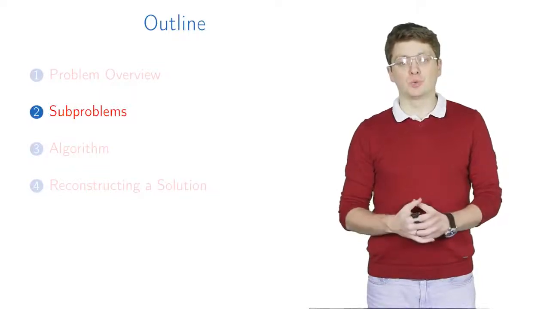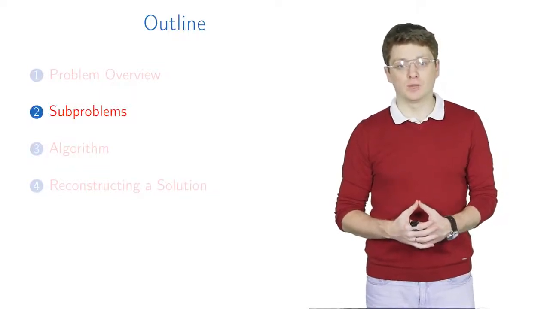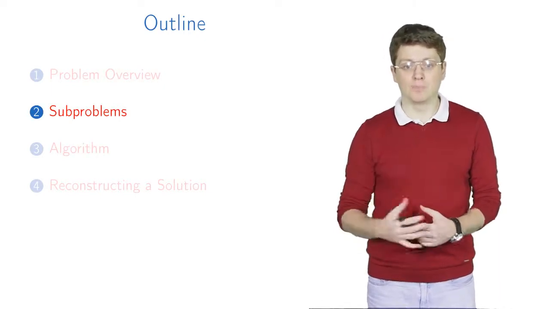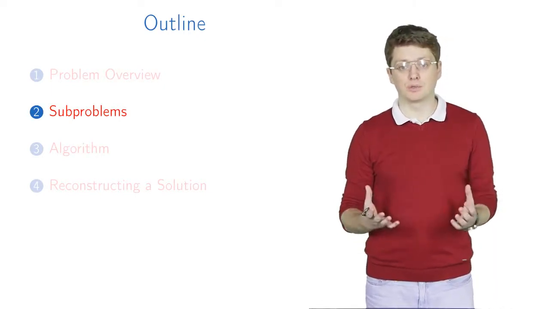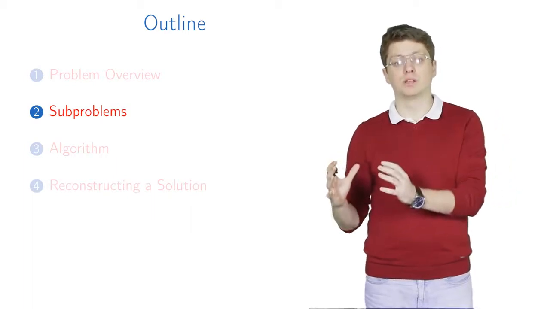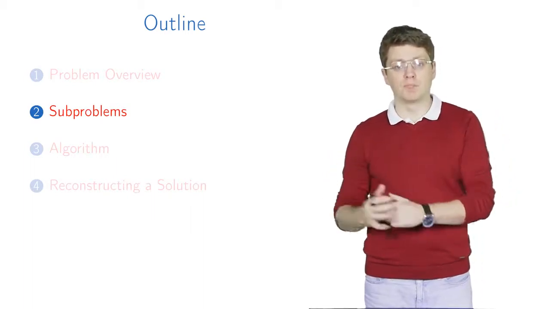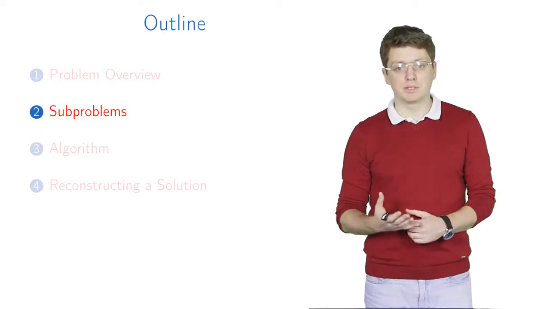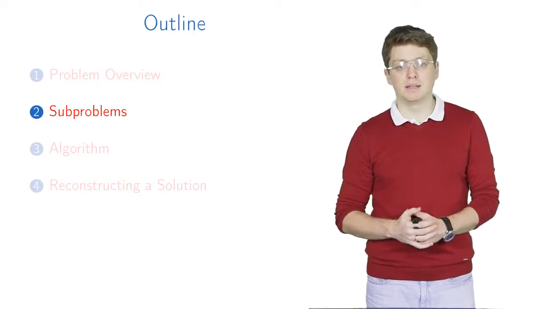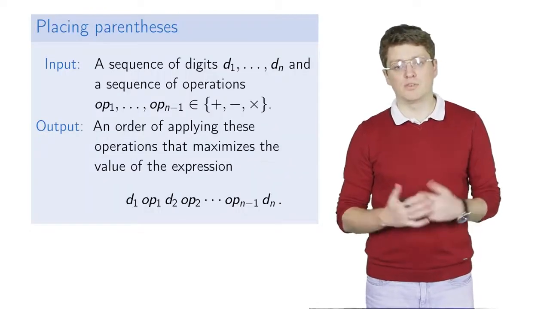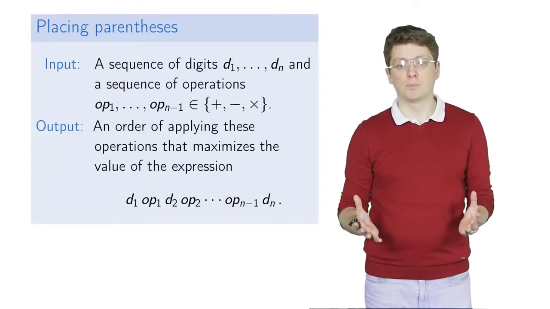As usual, we start designing our dynamic programming algorithm by defining a subproblem in a way that allows us to solve a subproblem by solving smaller subproblems. As we said already, this is probably the most important step in designing dynamic programming solutions. So before doing this, we define our problem formally.